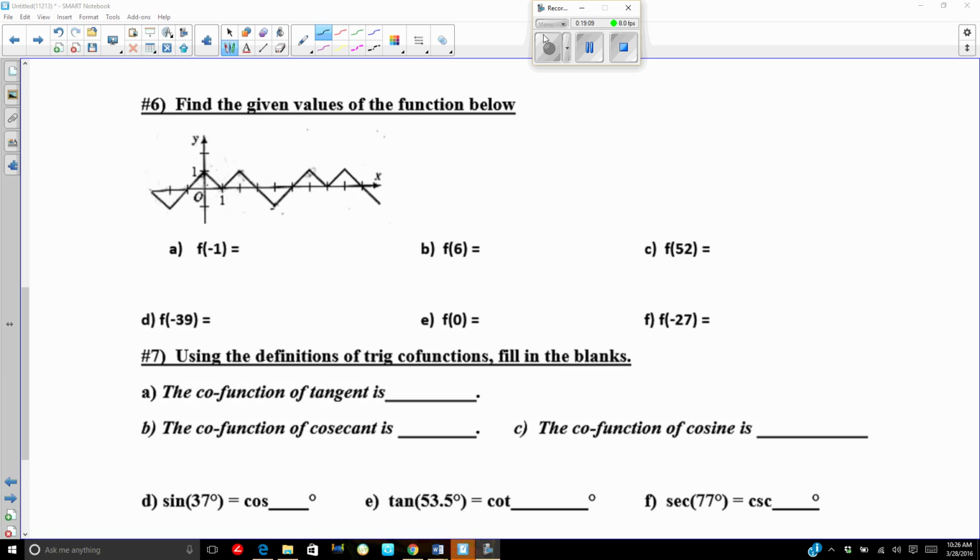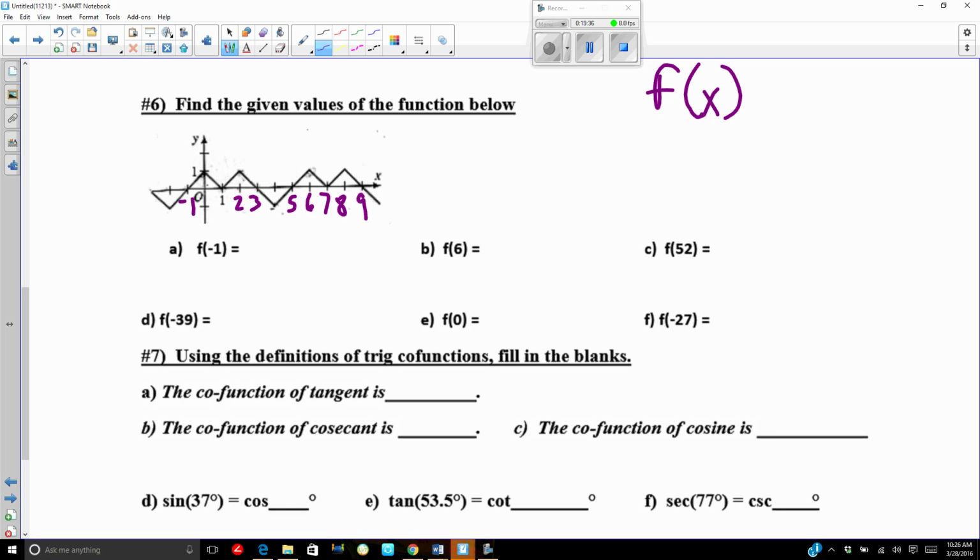All right, so for the last few problems, these are quick ones. Find the given value for the function below. Remember, these are all in f of x notation. So they give you the x value, and you have to find the y value. So the first couple are pretty easy. And probably what I would do is go ahead and label some of these values just to make the process go a little bit quicker.